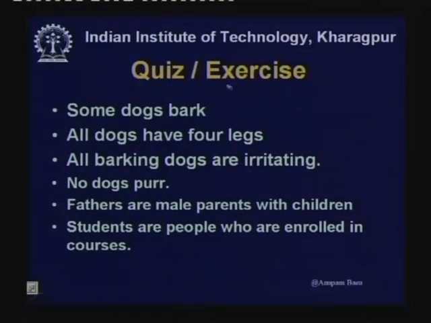Now, quickly let us have a couple of examples or exercises that you should try. Let us take some sentences which you should convert in the form of predicate logic. Some dogs bark. All dogs have 4 legs. All barking dogs are irritating. No dogs purr. Fathers are male parents with children. Tricky, a little tricky, but interesting.